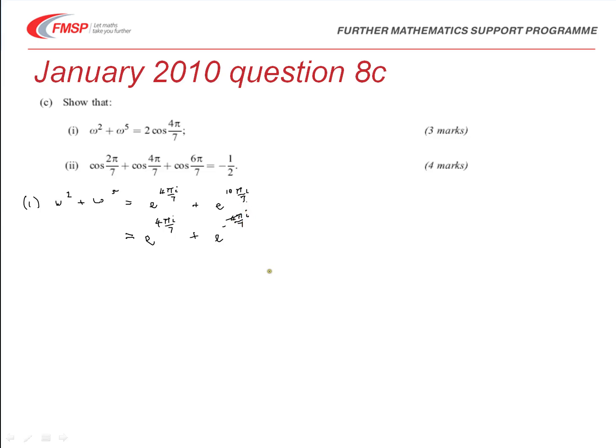And this should then look familiar to you, because you need to remember that e to the x plus e to the minus x is equal to twice cos x, or e to the theta, or whichever letter you use. So e to the x plus e to the minus x is equal to twice cos x. Okay, so that means here that this becomes twice cos 4 pi over 7. So it's this identity that you need to remember.